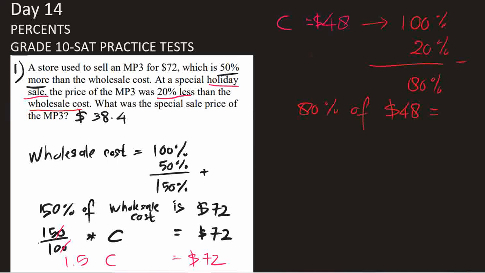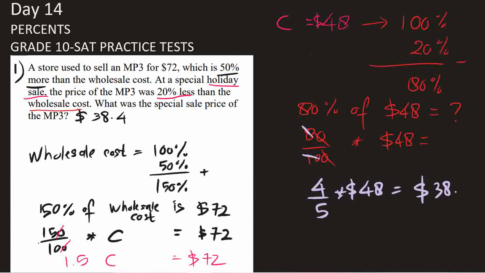So 80% is 80 over 100 times 48, and we cancel, so we get 4 by 5 times $48, then we will get $38.4. This is how we get $38.4.